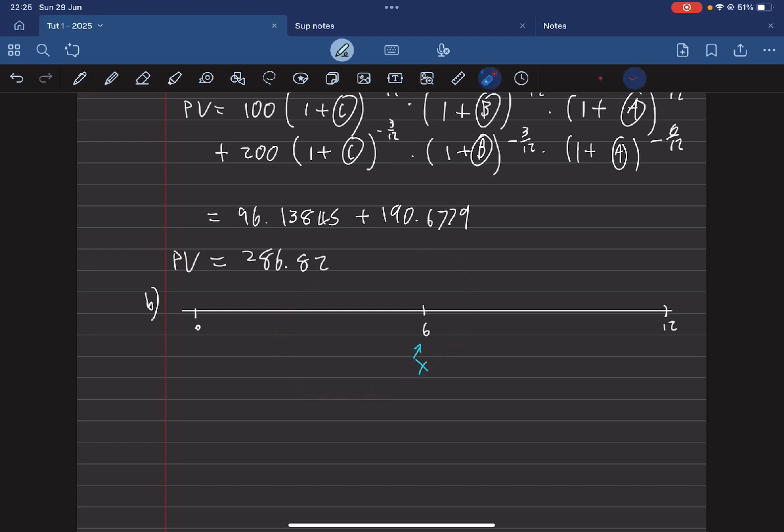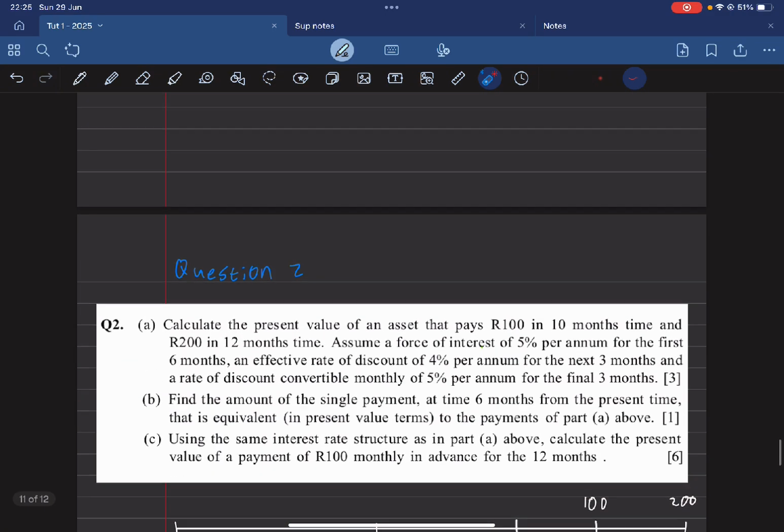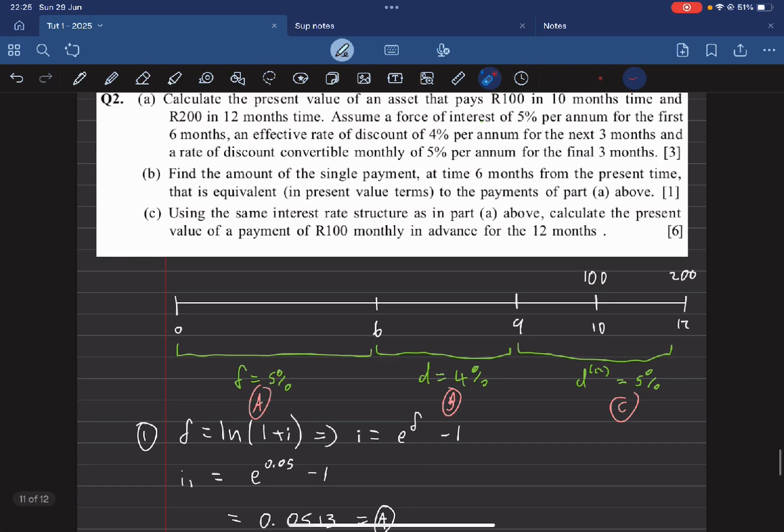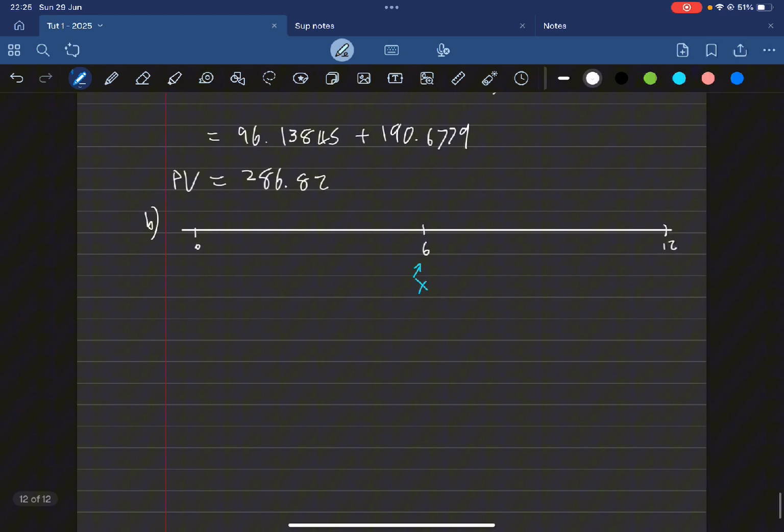This should be quite easy. And overall, we're trying to find the amount. Since we're doing it at 6 months, it's going to be just this interest rate, so it's only going to be at an interest rate of A. So we can do it pretty easily.